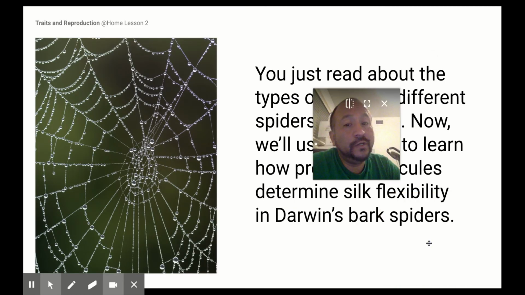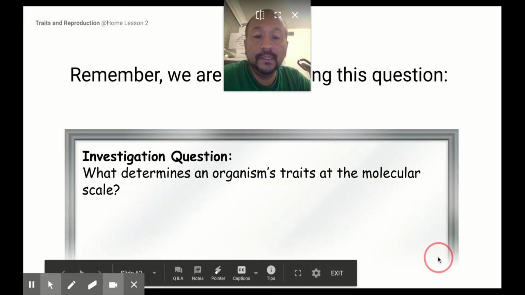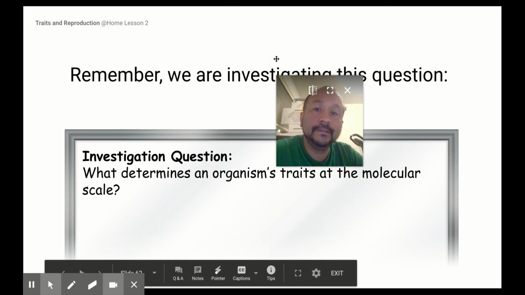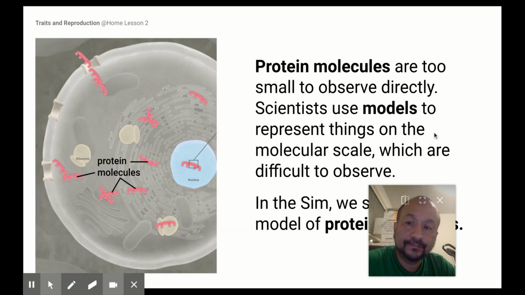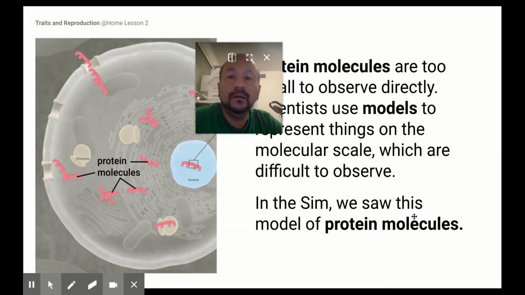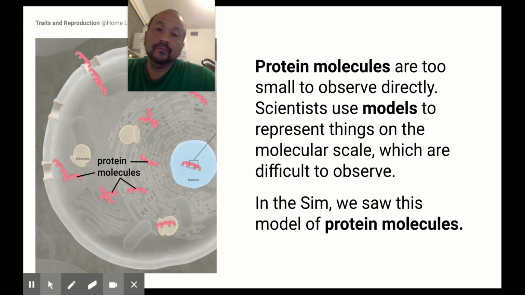So we should have read about the different types of silk that different spiders can make. Now we're going to use a model to learn how protein molecules determine silk flexibility in Darwin's bark spiders. And the question is, what determines an organism's traits at the molecular scale? Protein molecules, and hopefully you've seen this, are too small to observe directly. Scientists use models to represent things on molecular scale which are difficult to observe.